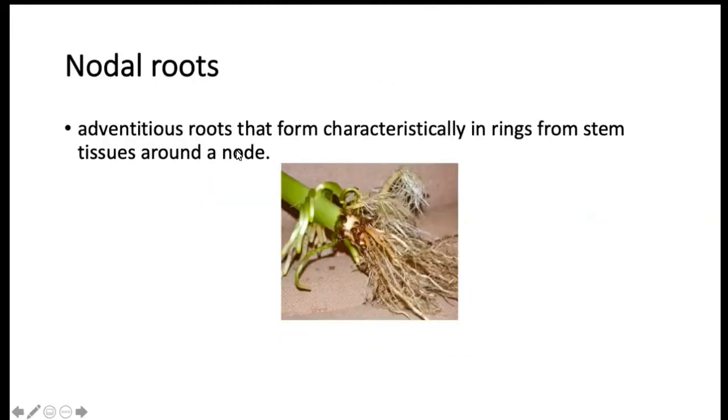The second one is the nodal root. When the roots develop from the node of a stem, it is called the nodal root system. It is very common in maize. So in this picture, you can see a group of fibrous roots in the bottom, but if you look just at the node above the bottom part, it also bears a bunch of roots. These are the nodal roots, which arise from the nodes.